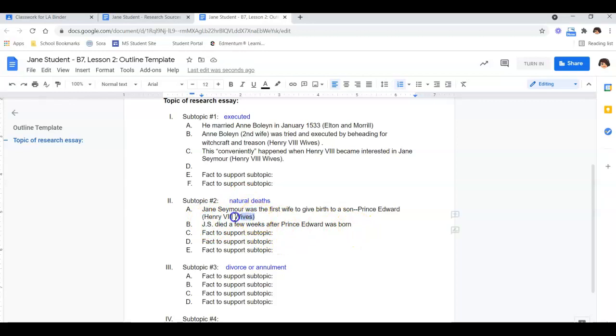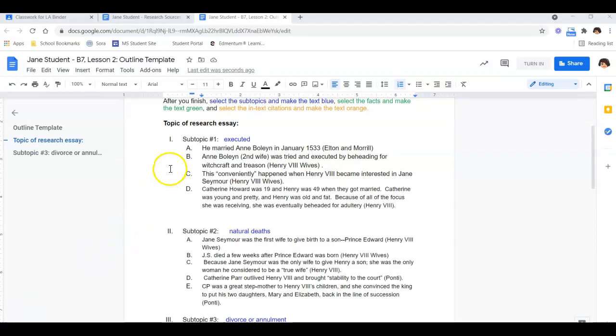Oops, I didn't get and I'm going to make sure that my parenthetical citation is coming along with every single fact. So you can see every fact here, and they're going to start to get mixed up. Every single fact here has a parenthetical citation at the end of it. Okay, so we're going to do one last step.